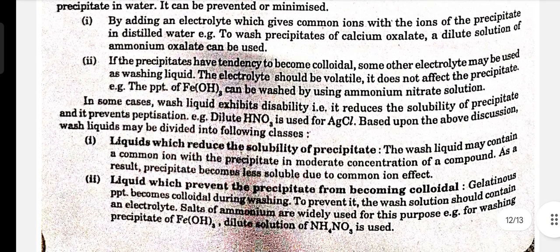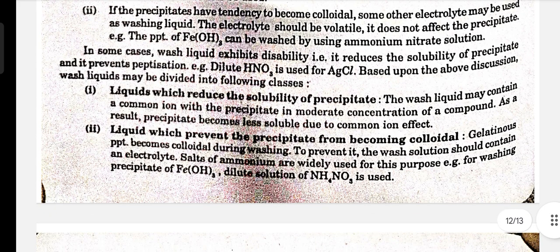In some cases, wash liquid exhibits acidity. It reduces the solubility of the precipitate and prevents peptization. Dilute HNO3 is used for AgCl based upon the above discussion. Wash liquids may be divided into the following classes. Number 1, liquids which reduce the solubility of the precipitate. The wash liquid may contain a common ion with the precipitate in moderate concentration. As a result, the precipitate becomes less soluble due to the common ion effect.